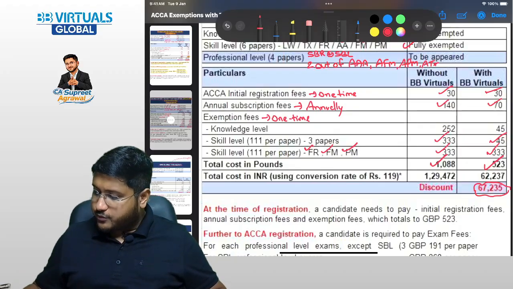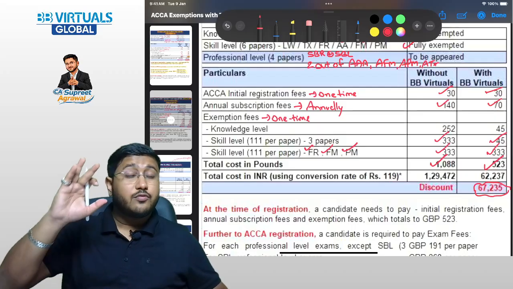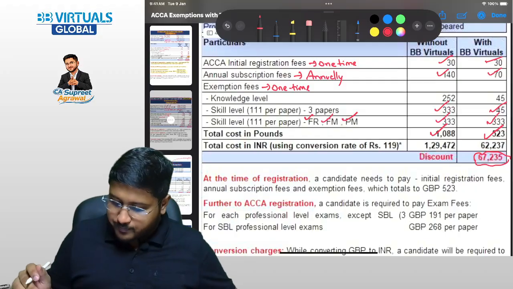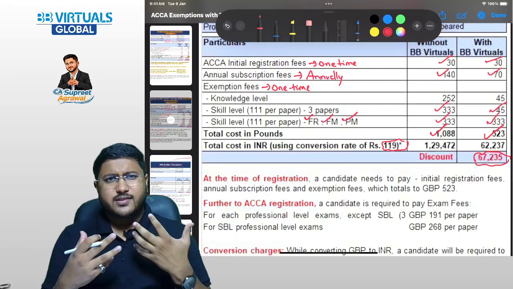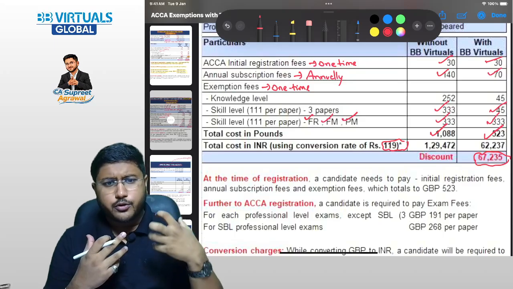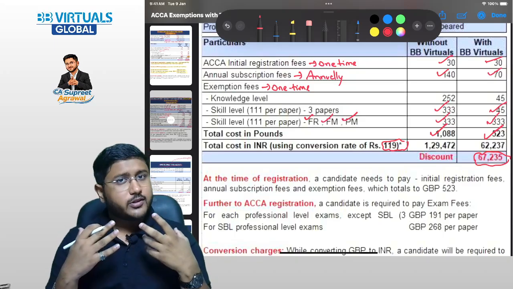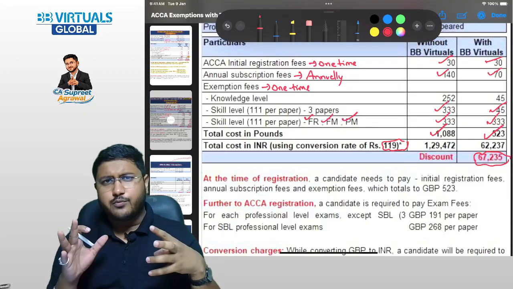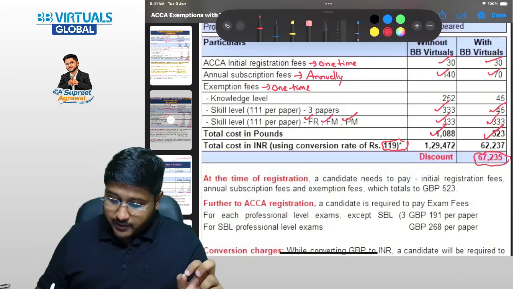Let's have a quick discussion. 1088 minus 523, so 565 into assuming 100 rupees. So again, more than 55,000 rupees of direct discount. Okay, and if you assume an exchange rate, the conversion rate we have changed somewhere because some calculations have been done using 122, some calculations have been done using 119. That totally depends on the actual rate on that day when you register, but it is going to be somewhere in this range, 119, 122, right? So the total discount is going to be 67,235.